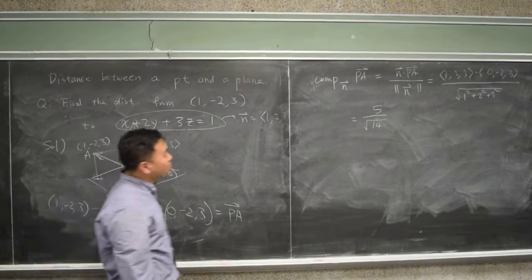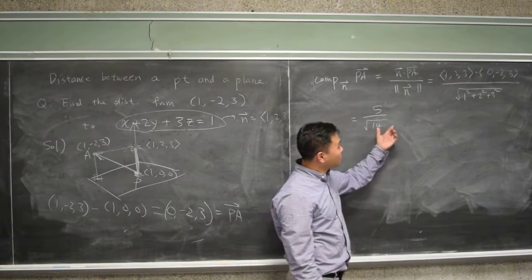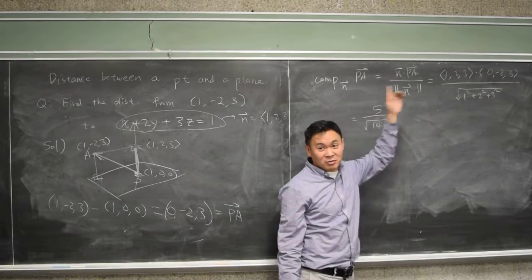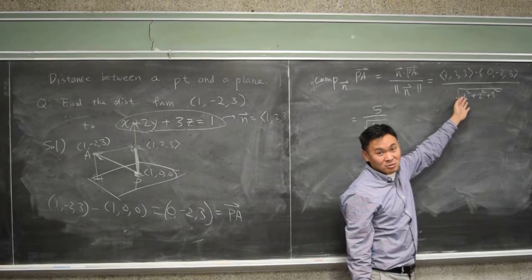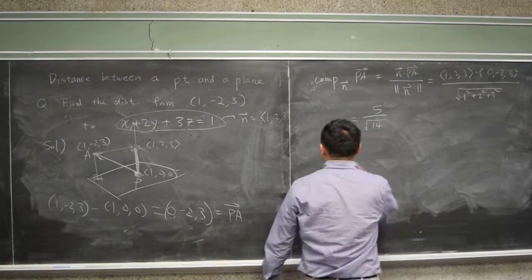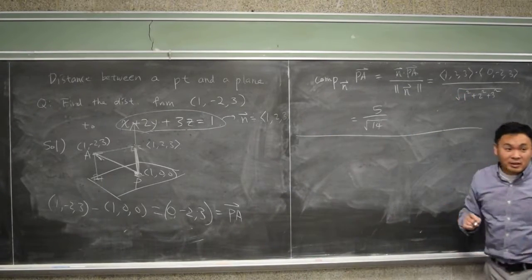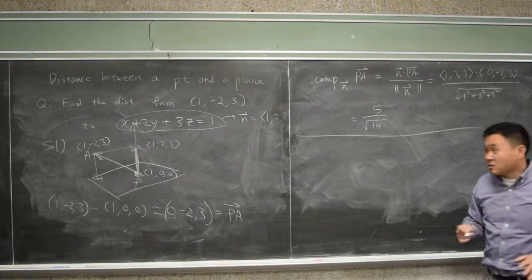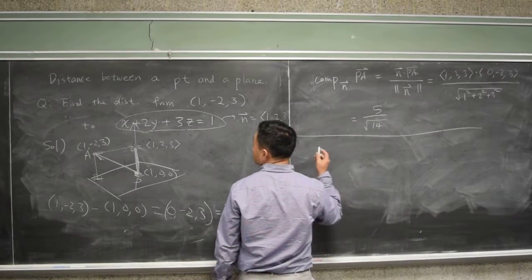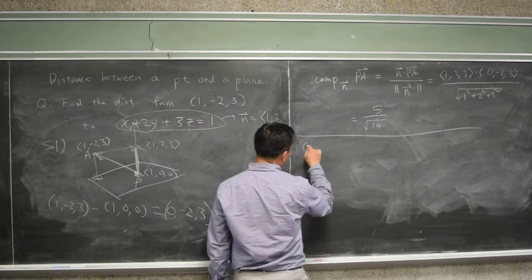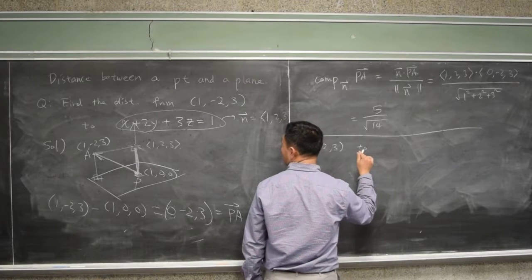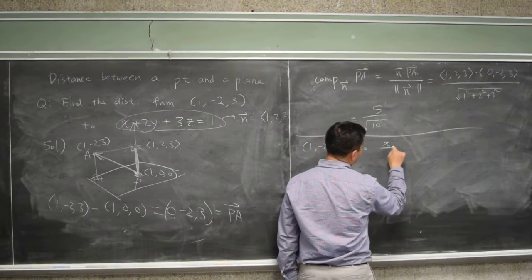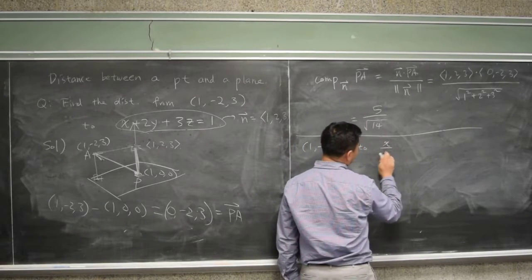Actually, if you look in the book, there's a formula which just bypasses everything. But if you think about it, it's actually the same thing as this one. Okay? All right. Now let's think about another case. What if you have a point and a line? So if you're given a point, it's the same thing. 1, negative 2, 3.